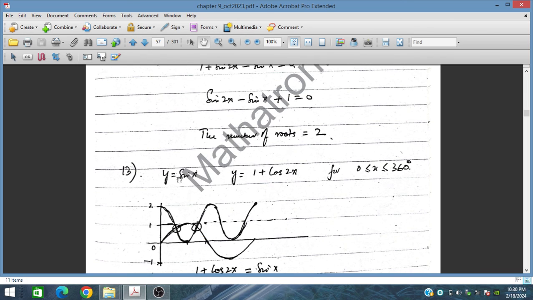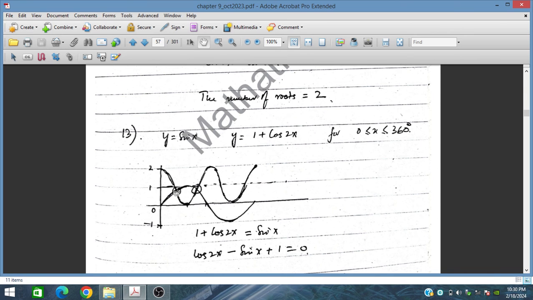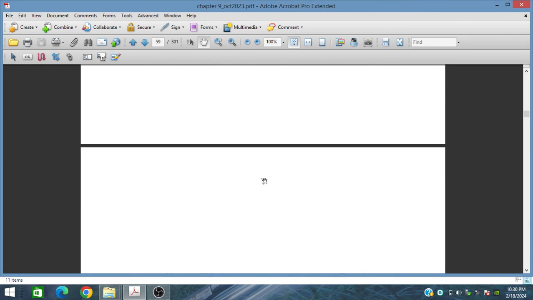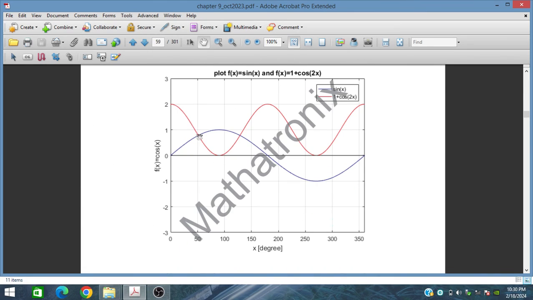For this one, y is equal to sine x, 1 plus cos 2x. For 360 degree, here we have these two terms. So question number 13 is plotted here. Here we have this intersection. 1 plus cos 2x is this one, and simple sine x is this. So they intersect at these 2 points.